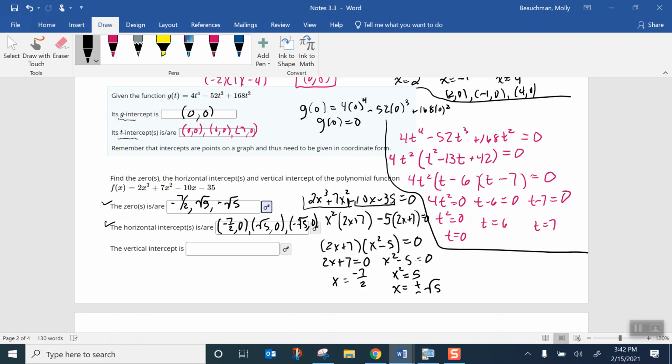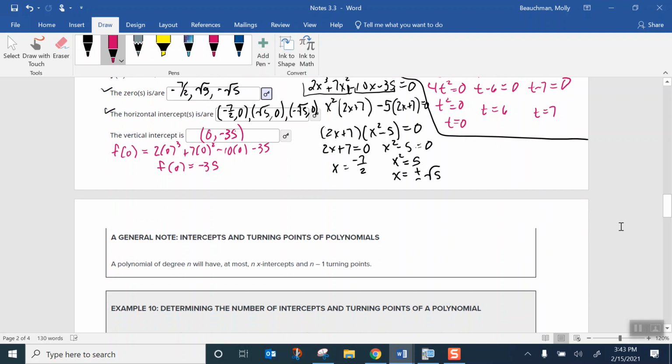The vertical intercept is what we get when we substitute 0 into the function. That would give me 2 times 0 cubed plus 7 times 0 squared minus 10 times 0 minus 35. So all of these terms end up being 0, and I'm left with negative 35. So the vertical intercept is the coordinate (0, negative 35). All right, so that's a review of basically solving polynomials by factoring.